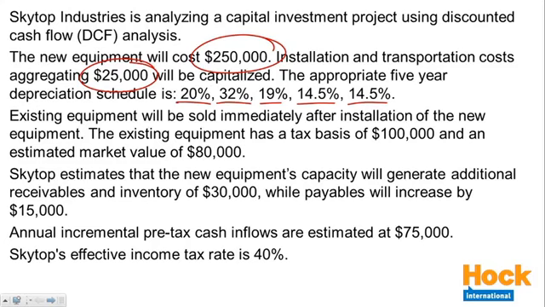Existing equipment will be sold immediately after installation of the new equipment. The existing equipment has a tax basis of $100,000 and an estimated market value of $80,000. Skytop estimates that the new equipment's capacity will generate additional receivables and inventory of $30,000, while payables will increase by $15,000. Annual incremental pre-tax cash inflows are estimated at $75,000, and Skytop's effective income tax rate is 40%. So that's the information that we're going to have for all 3 questions.